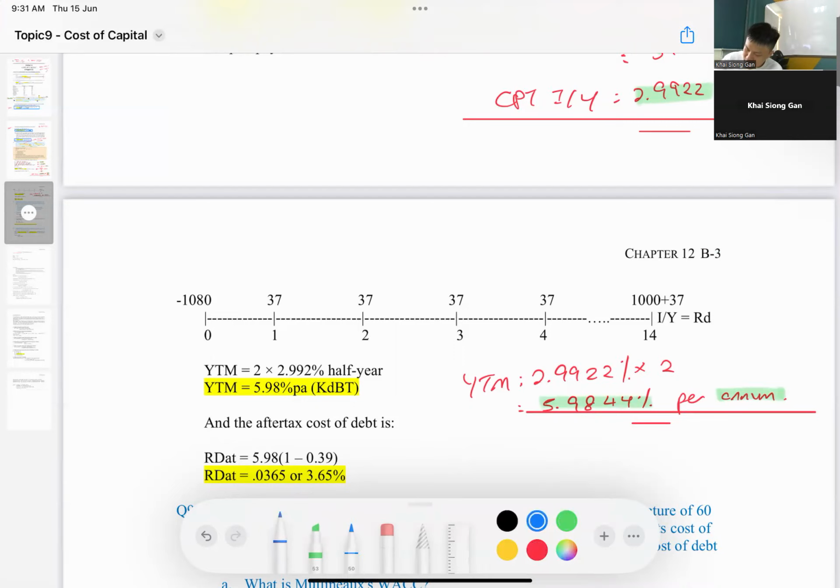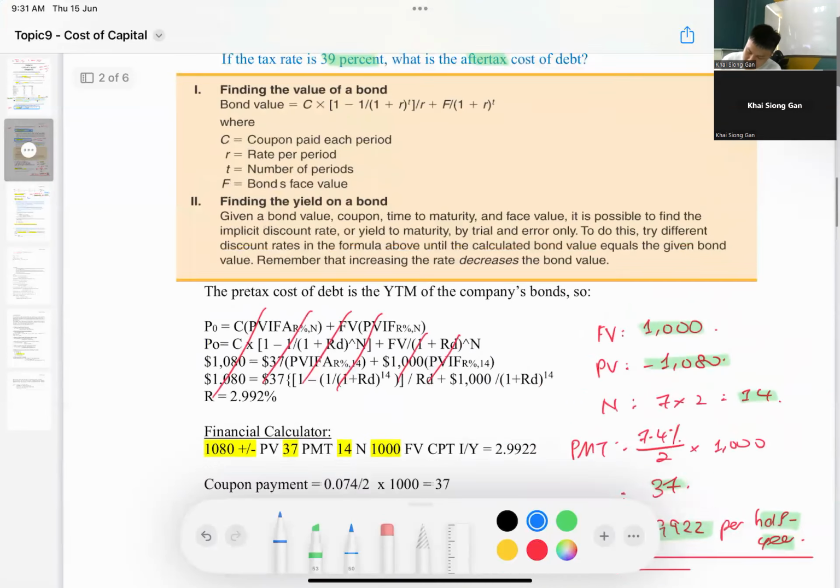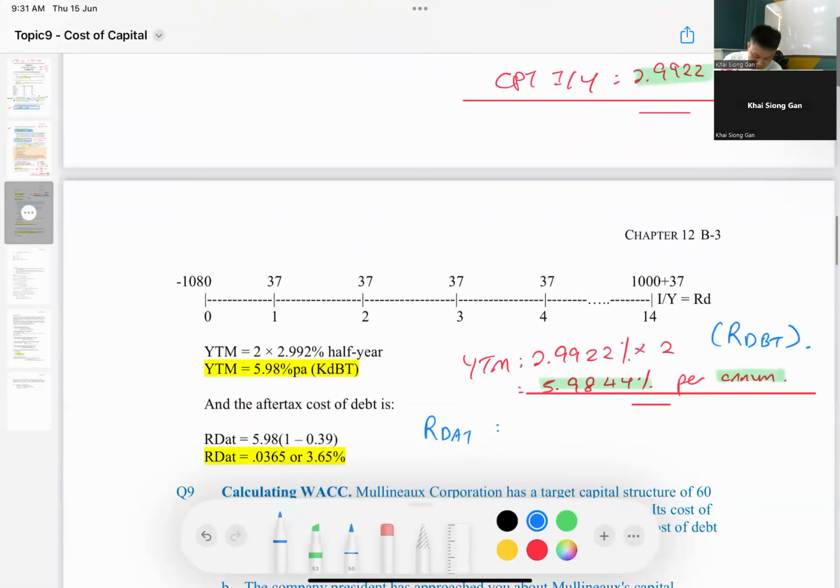But do not forget, this is only your required return before tax. I want after tax. So I have to adjust it for tax. How much is the tax rate? 39%. Okay, so RD times (1 minus T).